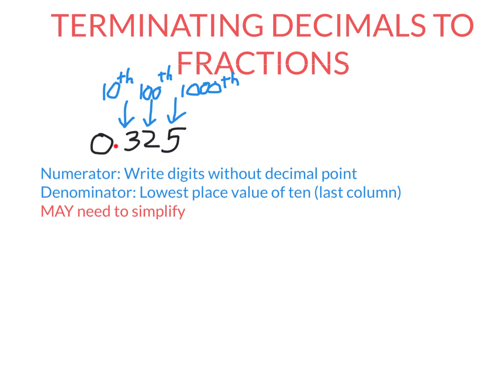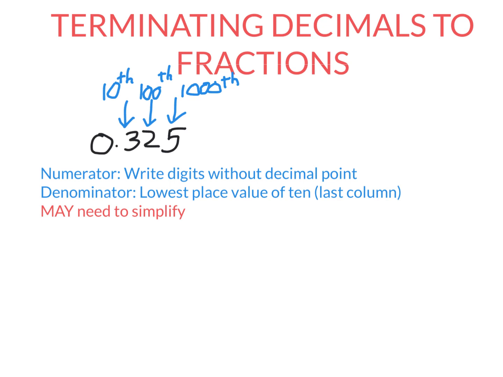So after the decimal point, the first column is tenths, then hundredths, then thousandths, then 10,000ths, and so on. If you understand that, the process of converting a decimal like this to a fraction is really simple. On the top of that fraction, you just write the digits without the decimal point, and on the bottom, the denominator, you write the lowest place value of 10. You just figure out in which column the last digit is, and there will be a last digit because it's terminating, and then that power of 10 goes on the bottom. Just note, sometimes, but not all the time, you may need to simplify. Okay, so what does all that mean?